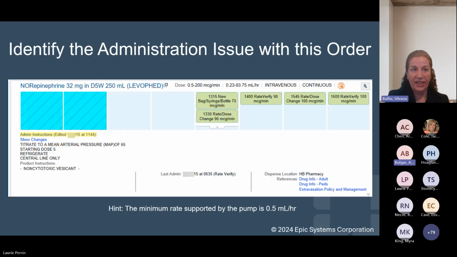So here on the screen, you see a MAR screenshot of the norepinephrine with a concentration of 32 milligrams in 50. The starting dose is 0.5 mics per minute, which results in a rate of 0.23 mL per hour. Considering the minimum rate supported by the pump is 0.5 mL per hour, can the starting dose of 0.5 mics per minute be administered on the smart pumps? That will be the question coming up on the next slide.